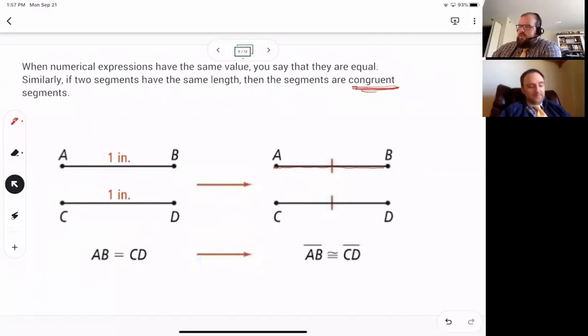Cool. So things that you can slide on top and that show that they're the same, those are congruent. Yes.